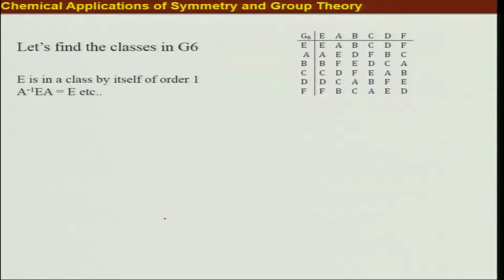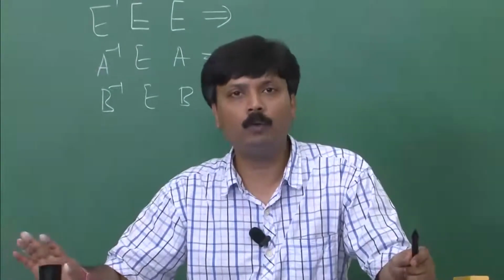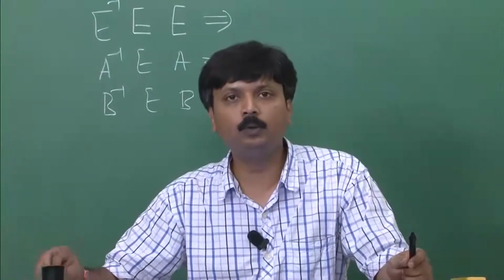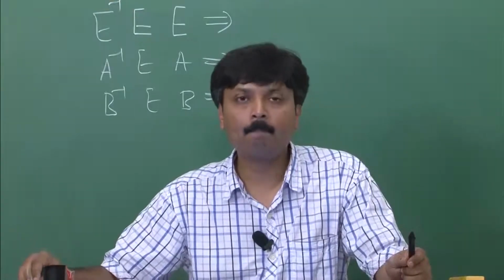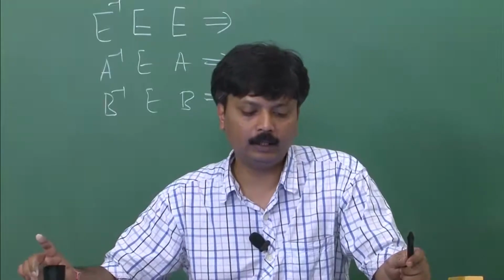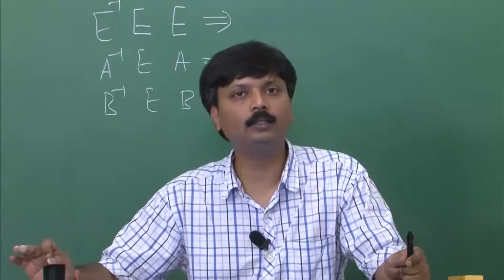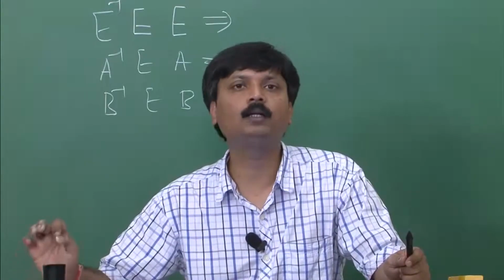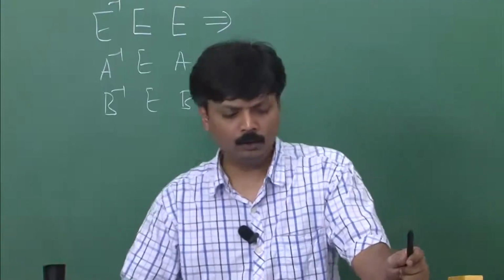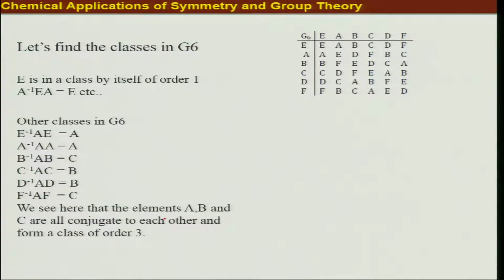First we will do this job for E, and no matter what element you use to do this similarity transform on E, you will get back E only. That means the identity forms a class by itself. That is the term that we will use. So there are no other elements in that class; identity alone forms it. Now what are the other classes in G6?